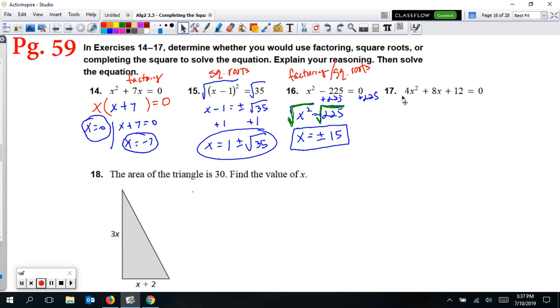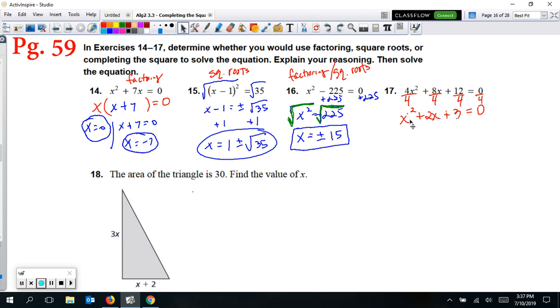So we could reduce this entire equation by 4 first, then we might make a better decision about which kind of method we should use to solve it. So first, just simplify it. It's already in standard form, but it's not in simplest standard form. So let's first make sure it's in simplest form by dividing everything by 4. And so that's going to give us an x squared, a 2x here, and a 3. So we had x squared plus 2x plus 3 is equal to 0.